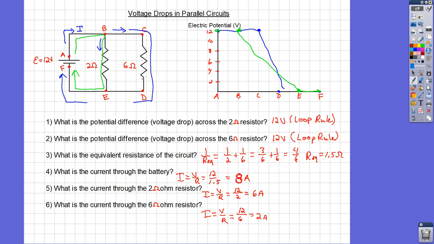Which brings us to another rule: when current splits up, at point B, the current into point B has to equal the current out of point B. That's called Kirchhoff's current rule. We'll get to that in another screencast.